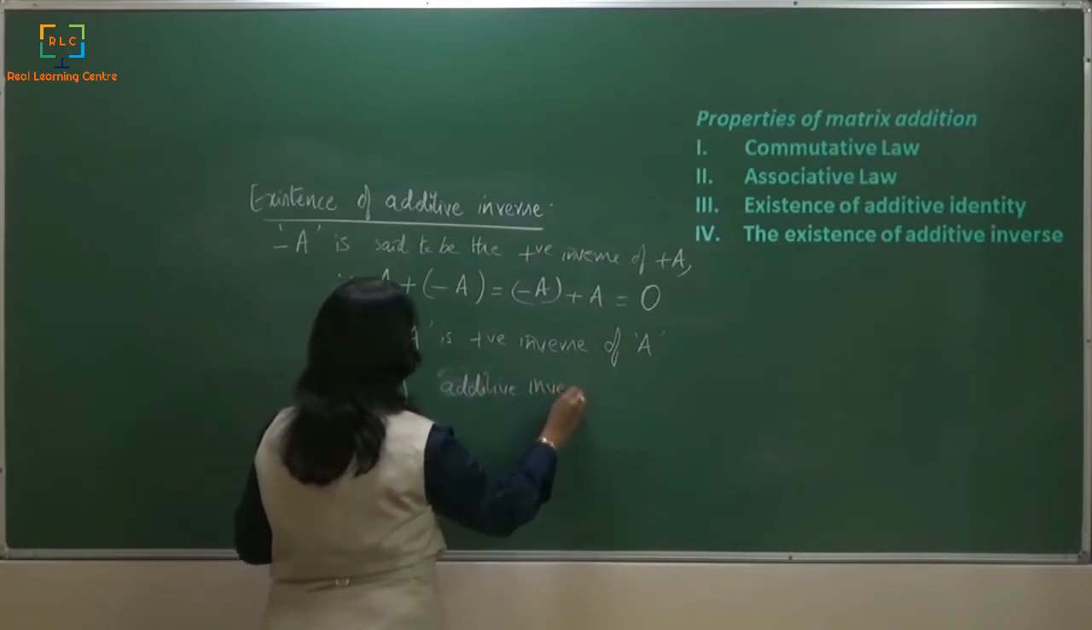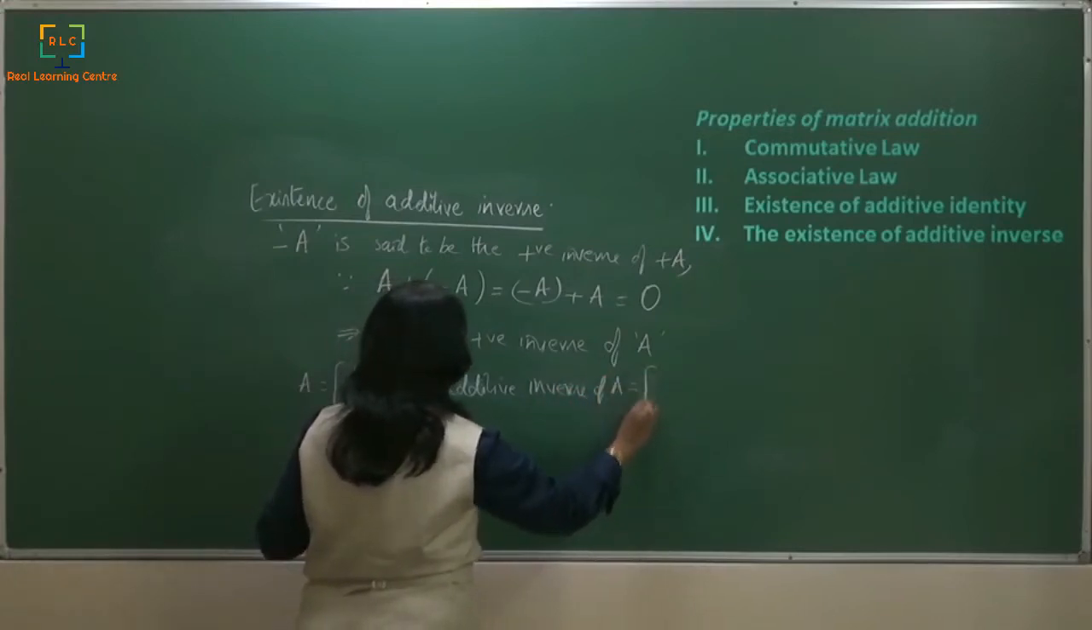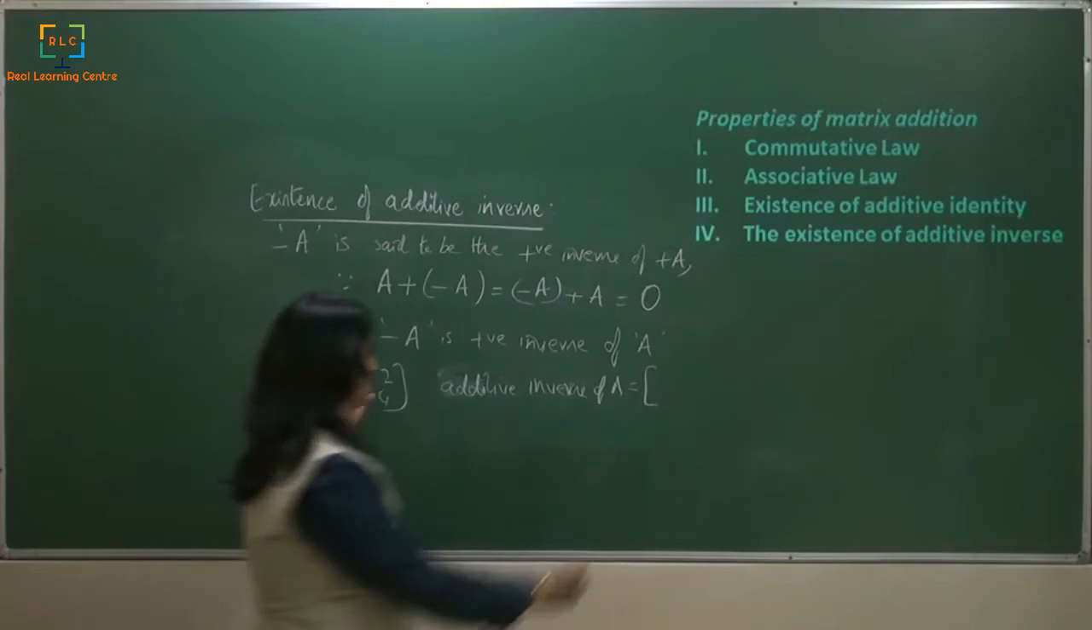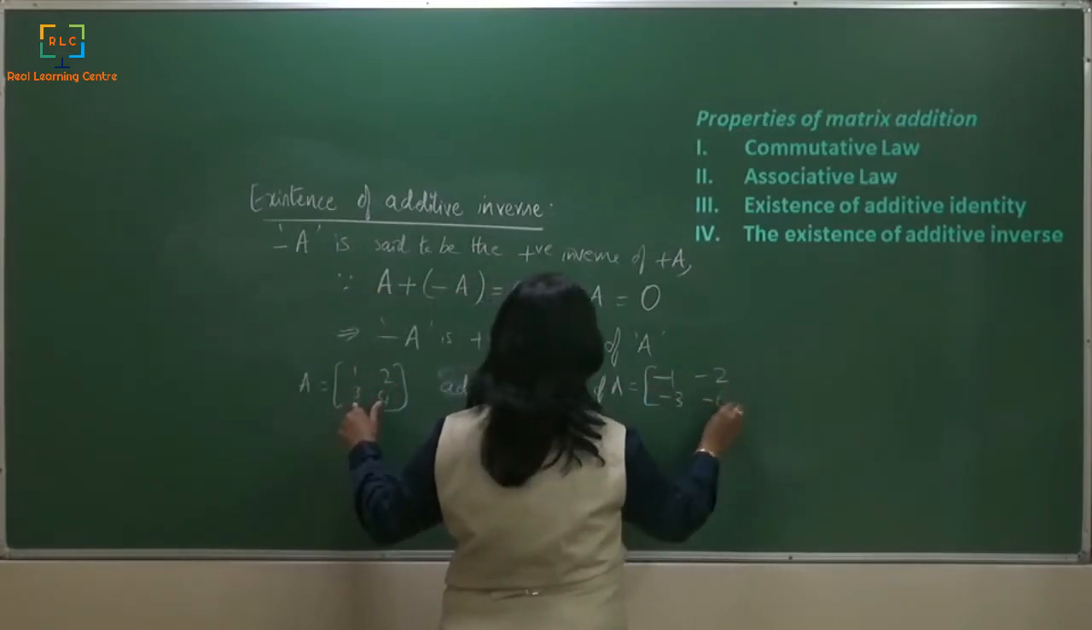Additive inverse of A will be equal to: for 1 I should put -1, for 2 I should put -2, for 3 I should put -3, and for 4 I should put -4.